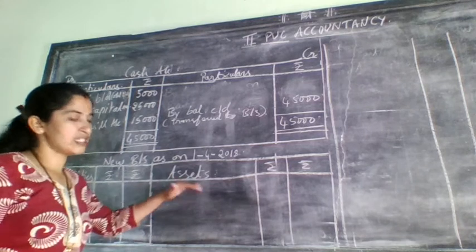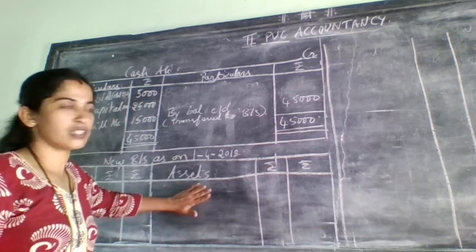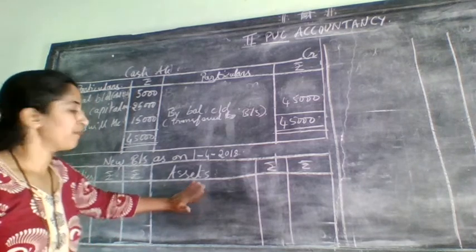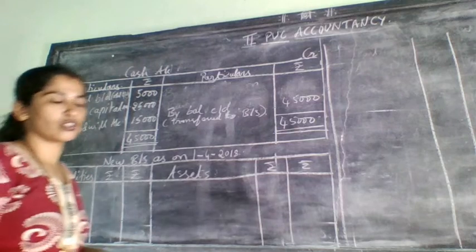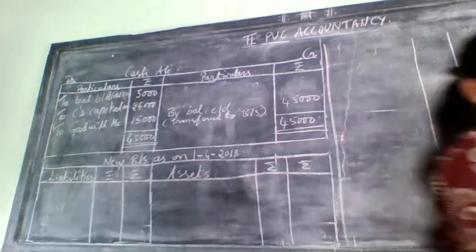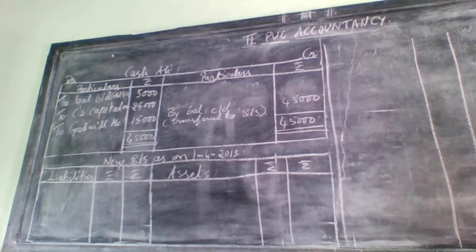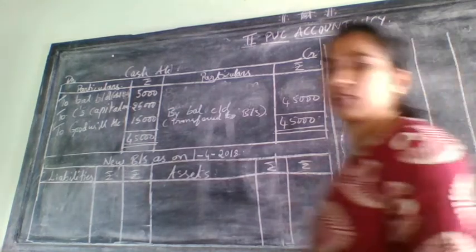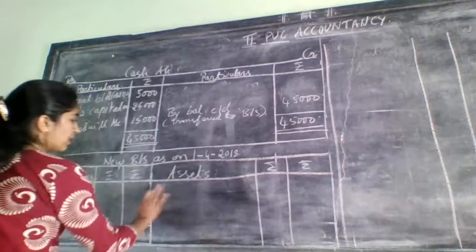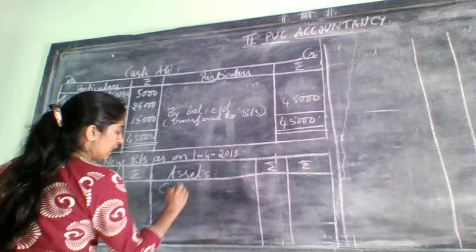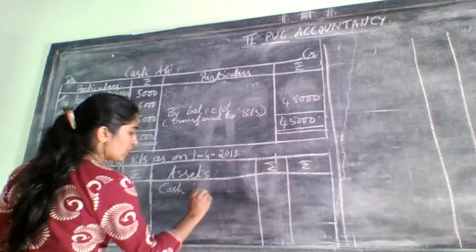Now we will start with the asset side first and next we will go for the liability side. So we will go one by one asset. First asset they have given in the problem, cash in hand. Correct? According to that only we will write here so that you can't miss any items. Cash in hand they have given.